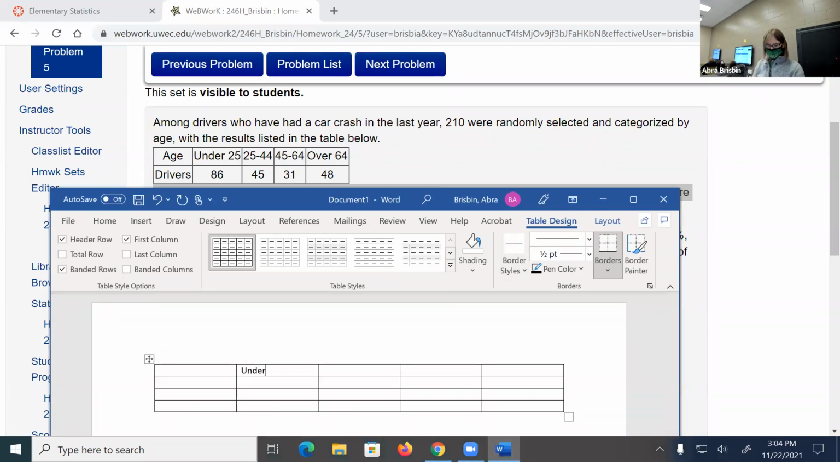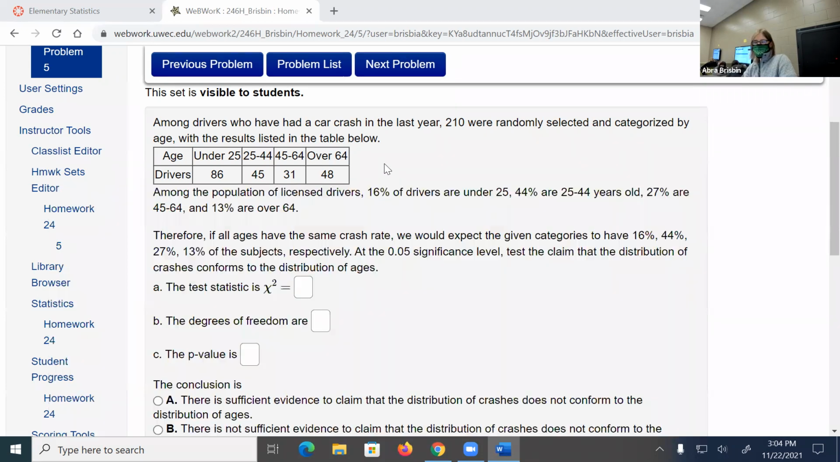So under 25, 25 to 44, 45 to 64, over 64. So let's fill in the expected counts. How are we going to compute the expected count of the number of crashes in the data set that would involve a driver under age 25?